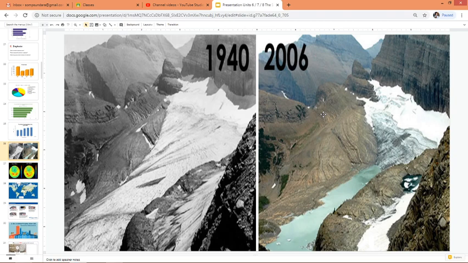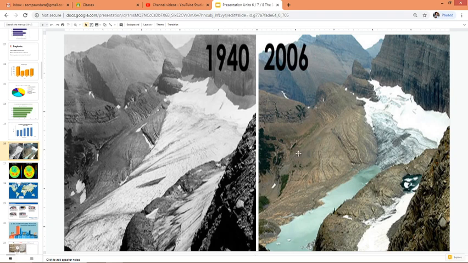So let's take a look at this photo. All right, let's do IEE. These two photographs, these two pictures, right? These are two pictures that show climate change. On the left is a photograph from 1940. On the right is a photograph of the same area in 2006.